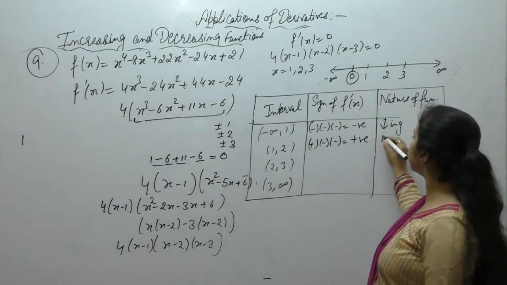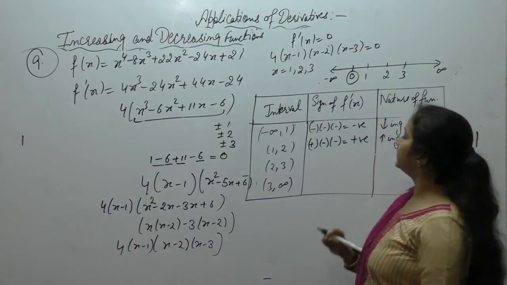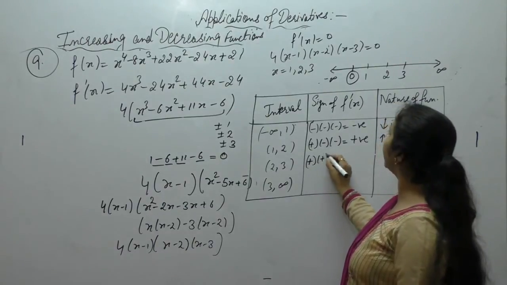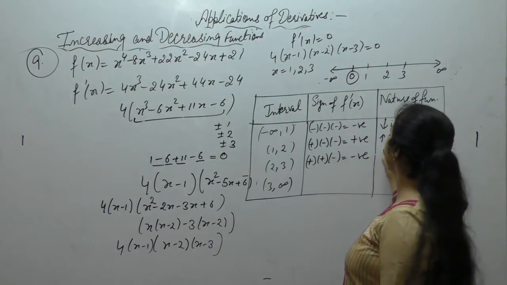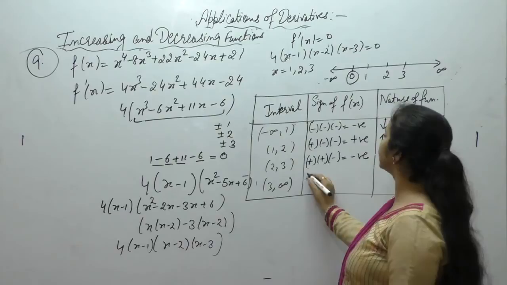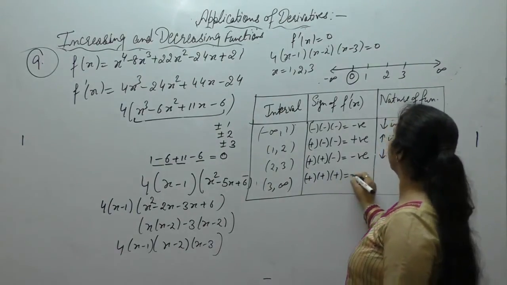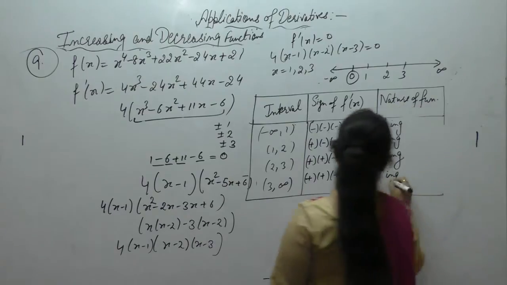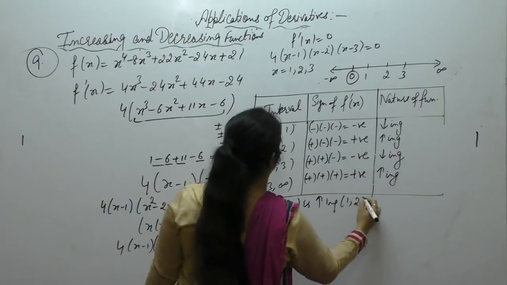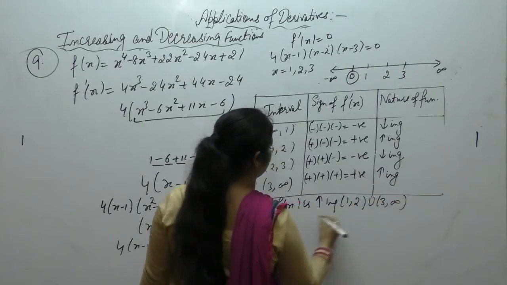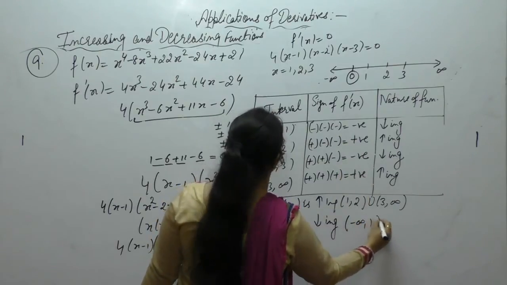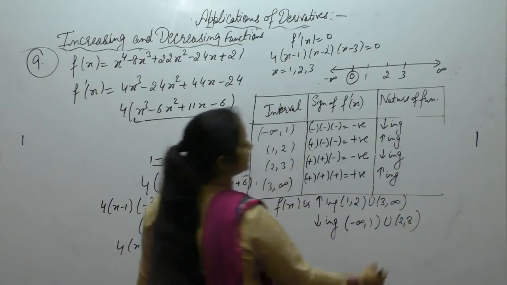So minus minus plus. So the function is increasing here. Now 2 to 3. 2.5. 2.5 minus 1, 2.5 minus 2, 2.5 minus 3: negative. Function is decreasing. Between 3 to infinity, let the number be 4. 4 minus 1, 4 minus 2, 4 minus 3. Positive means function is increasing. So what we get? f(x) is increasing in 1 to 2 union 3 to infinity and decreasing in interval minus infinity to 1 union 2 to 3.